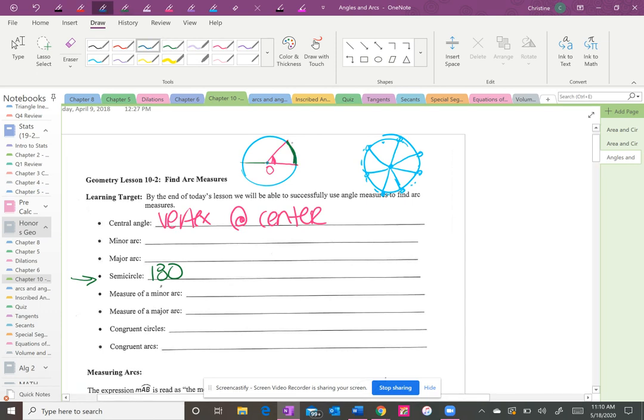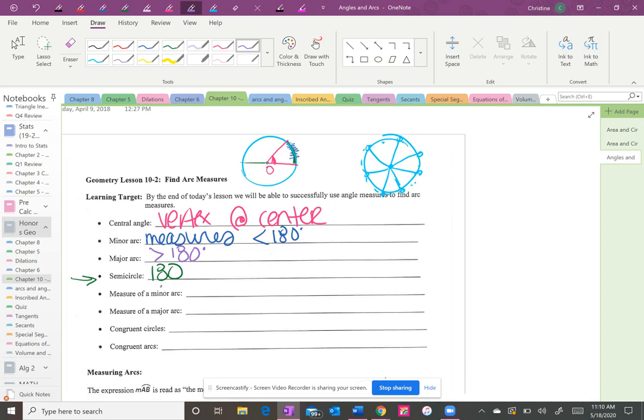Since this little angle right here is less than a semicircle, it is called a minor arc. So it's an arc that measures less than 180. And if that's what a minor arc is, guess what a major arc is? It measures more than 180. Okay.